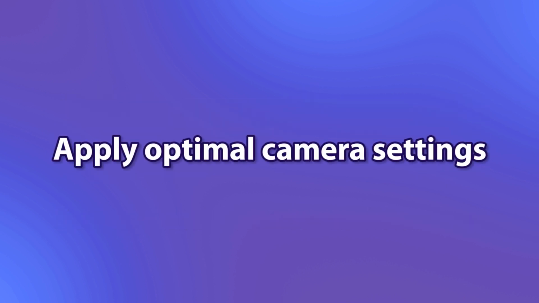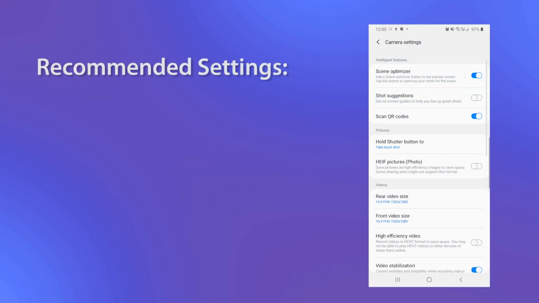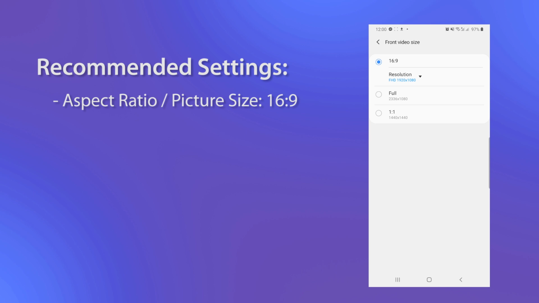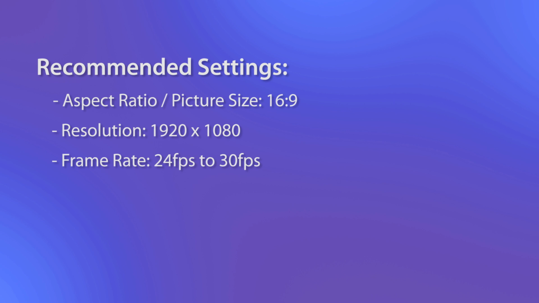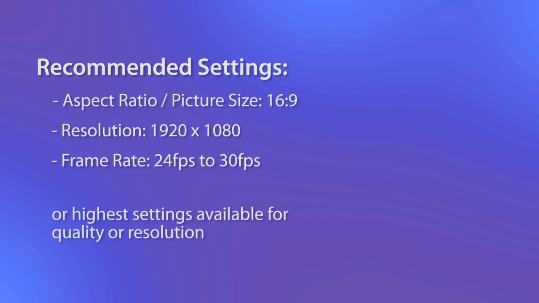Firstly, use the optimal camera setting of your device. It is recommended to have these settings. The aspect ratio is wide or 16:9. The resolution is at least 1920 by 1080. The frame rate should be 24 to 30 FPS. If some of the settings aren't changeable in your phone, choose the highest settings available for the video quality or resolution.